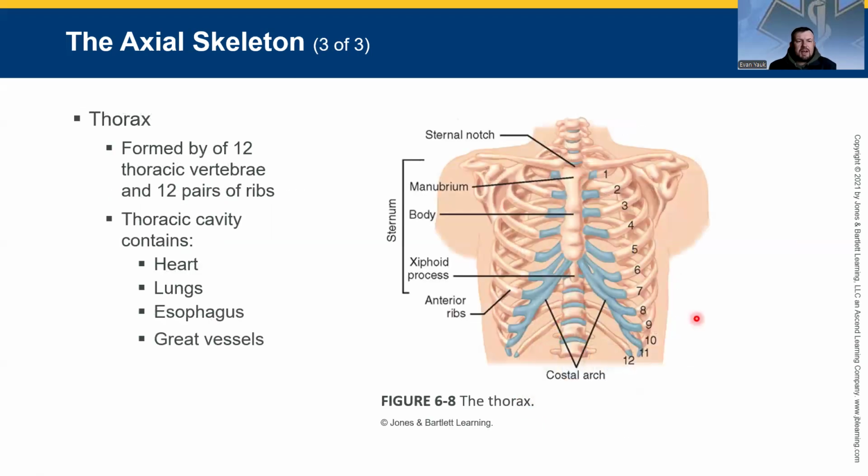Your thorax is formed by 12 thoracic vertebrae and 12 pairs of ribs. Your thoracic cavity contains your heart, lungs, esophagus, and great vessels. The main job of this is to protect your organs and great vessels.